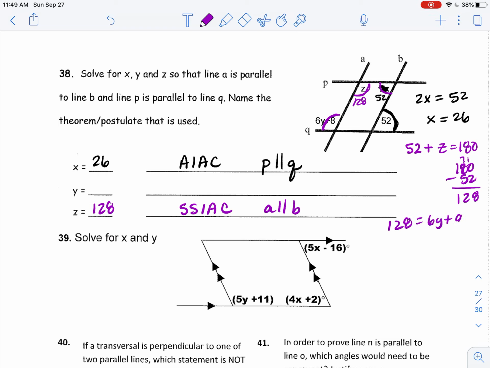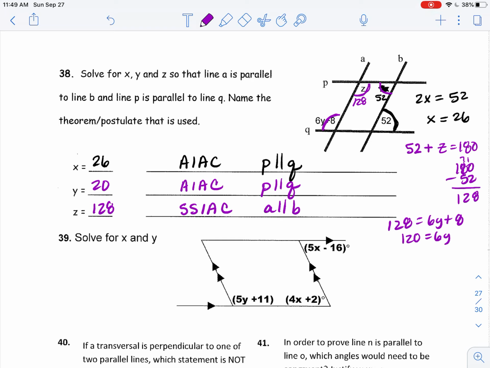So I have 128 is equal to 6y plus 8. And if I just subtract 8, I get 120 is equal to 6y, and divide both sides by 6, I get y is equal to 20. And those are alternate interior angles converse proves P is parallel to Q.